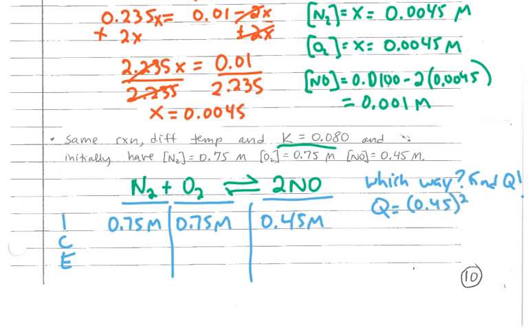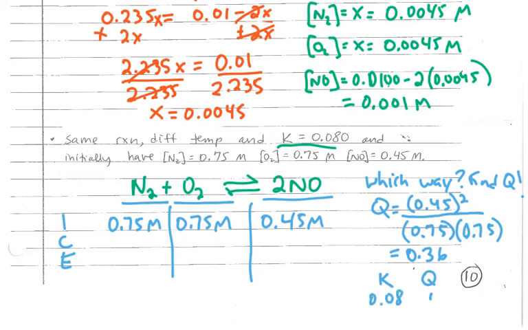Which is just NO, 0.45 squared. It's the same setup as K: the product squared divided by the reactants, 0.75 times 0.75. And we get that Q equals 0.36. K is 0.08 and Q is 0.36. Q is greater than K, which means it's going to go in the reverse direction. So we're going in reverse.